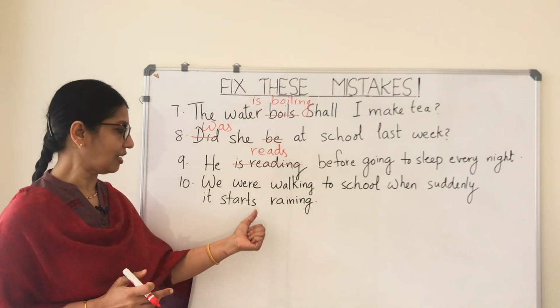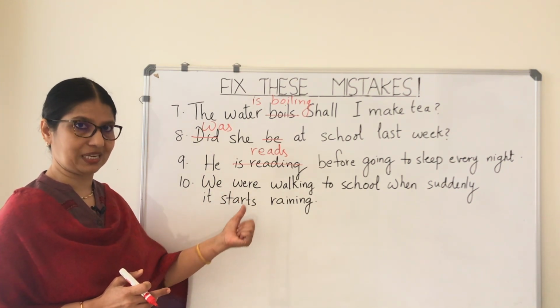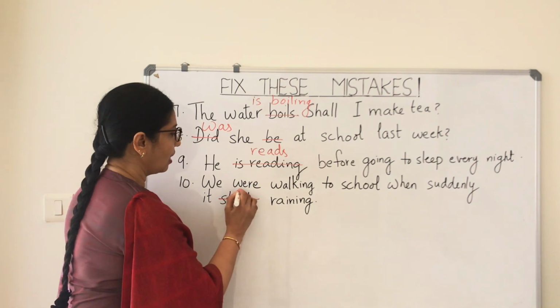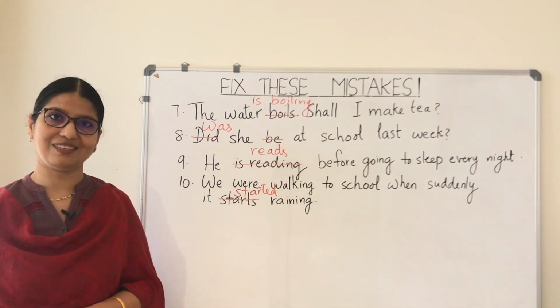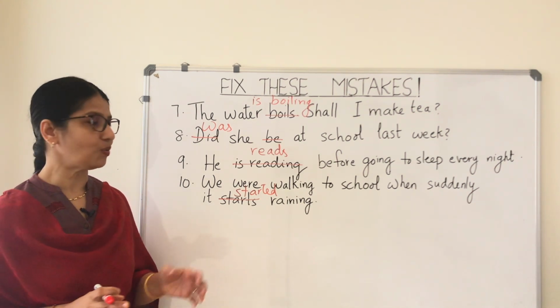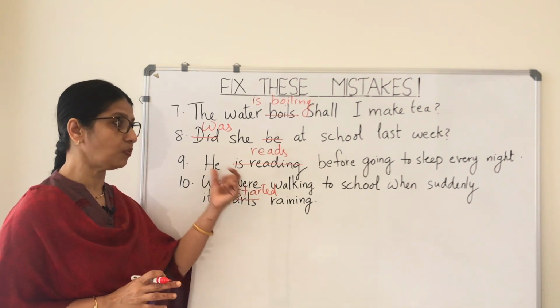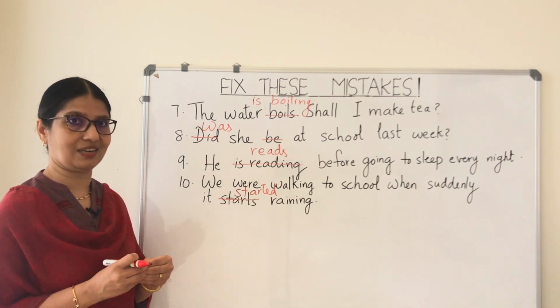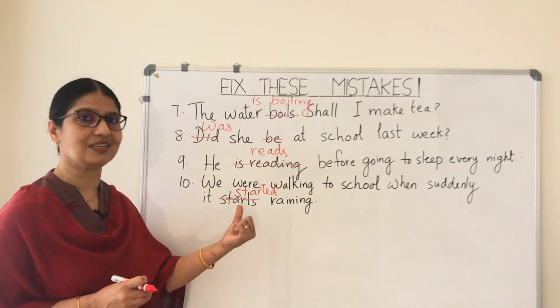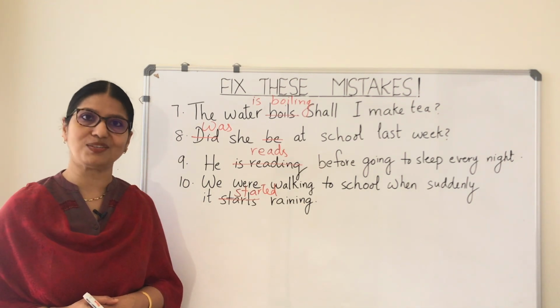So you can see that something is wrong with this verb tense. It should be it started raining. So there are two actions. One is a long one. We were walking to school when suddenly a short action interrupted it. So it started raining. Past simple tense is used.